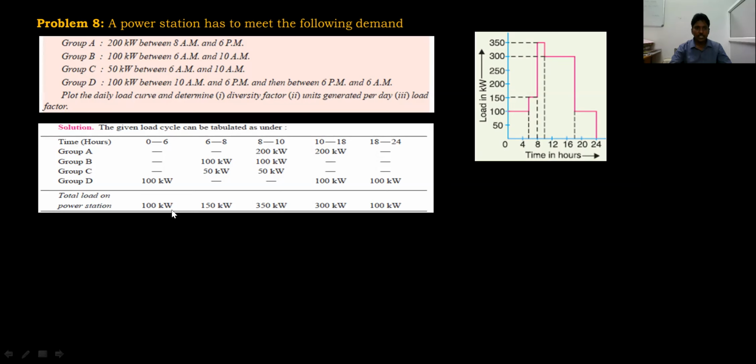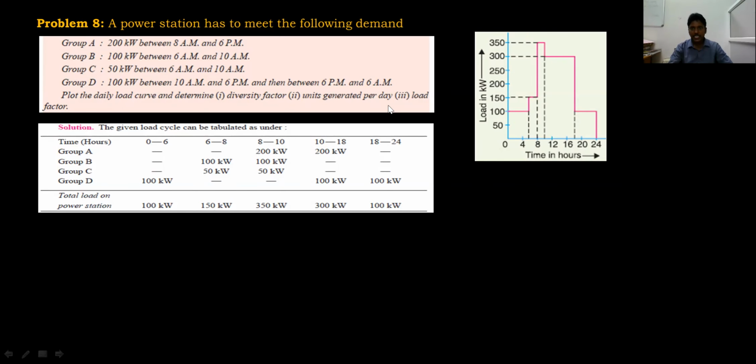Between 0 to 6, what is the load? 100 kilowatts. Therefore, it is 100 kilowatts between 0 to 6 hours. So this is 6. Between 6 and 8, what is the load? 150. He has mentioned. In the same way, we need to continue for further information, and we have to draw the load curve. And finally, what is the peak point? Key point here is maximum demand is 350. Therefore, maximum demand on power station is 350.